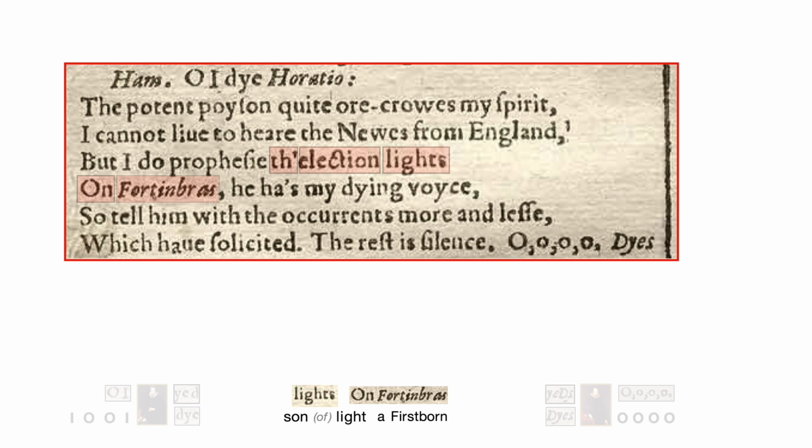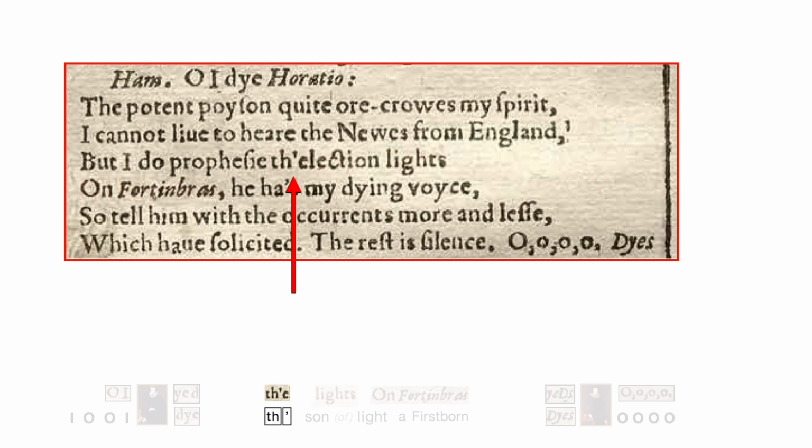There's also a grammatical anomaly here that may be a clue. The election lights. Why TH apostrophe? It could just as easily scan correctly as the election lights, but he chooses the apostrophe. We'll see why in a moment.